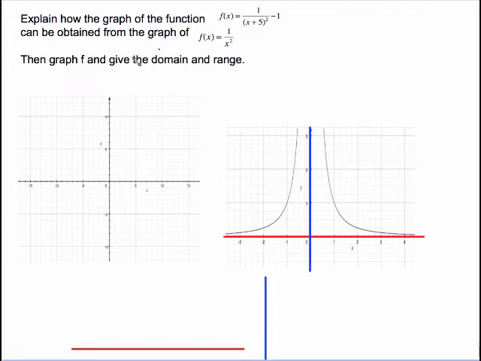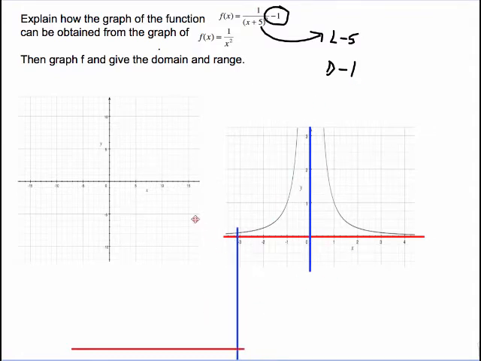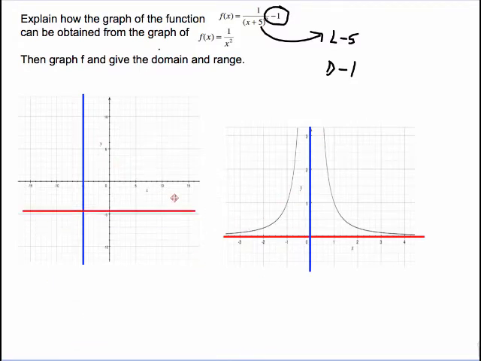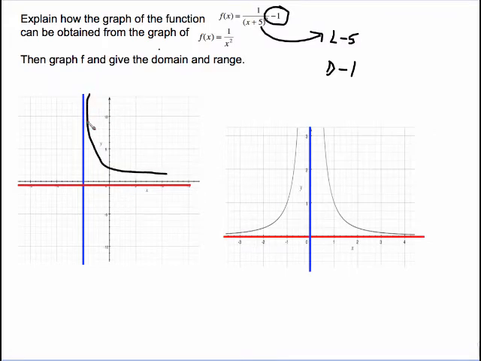This next one is going to have us do two different changes. This plus 5 inside the parentheses tells me I need to move this to the left 5, and this minus 1 at the end tells me I need to move down 1. So I will take those asymptotes. I will take the vertical asymptote, which used to be on the y-axis, and move it to the left 5, which will land right there. Then I need to take the horizontal asymptote, which used to be on the x-axis, and move it down 1. So there's my asymptotes. All I have to do now is draw in my curve, which will look something like this.